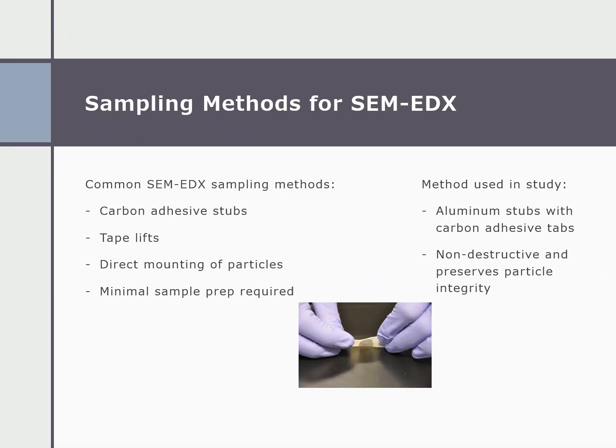Sampling methods for SEM-EDX. Particles are collected using adhesive carbon tabs attached to aluminum stubs. This preserves particle shape and avoids contamination. Minimal preparation is needed, helping ensure the evidence remains intact. The study followed these standard procedures, making the method realistic for routine forensic laboratory use.